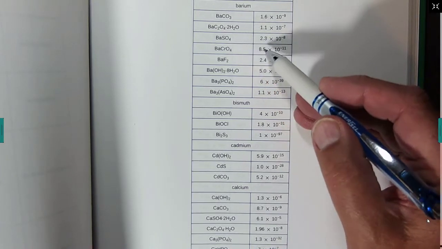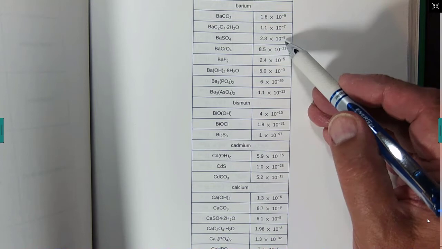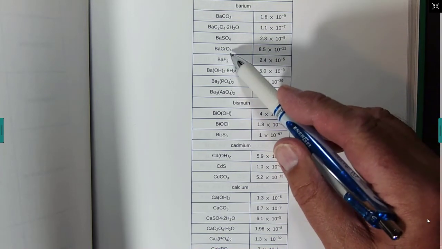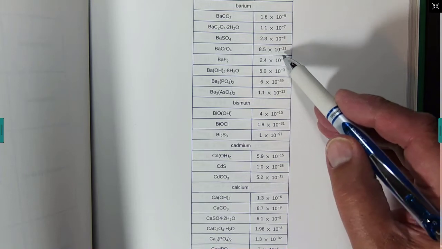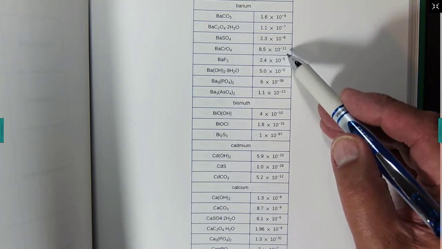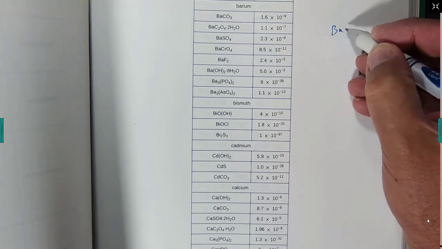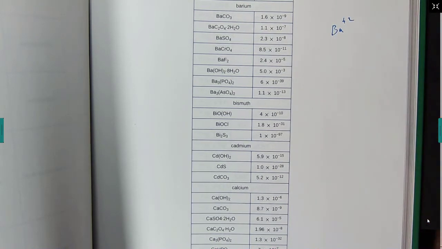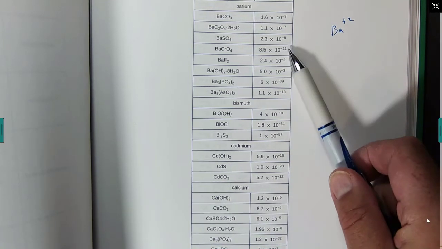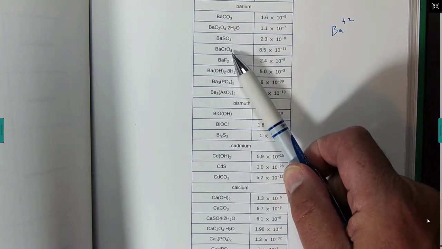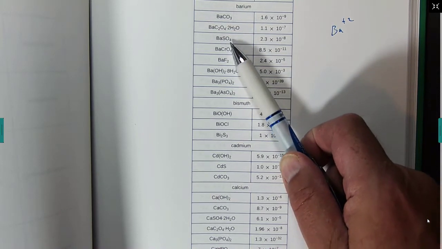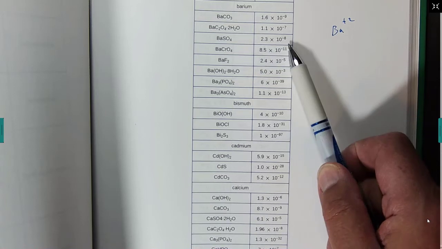Barium sulfate, 2.3 times 10 to the negative 8th. Barium chromate, 8.5 times 10 to the negative 11th. Barium is really toxic. You definitely don't want barium ions in your system. It will kill you. So let's say you wanted to poison somebody. Which one of these is going to be better, the barium chromate or the barium sulfate? The barium sulfate.